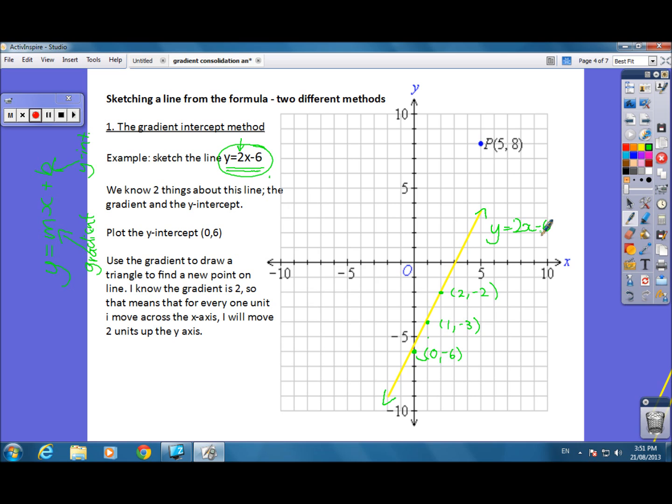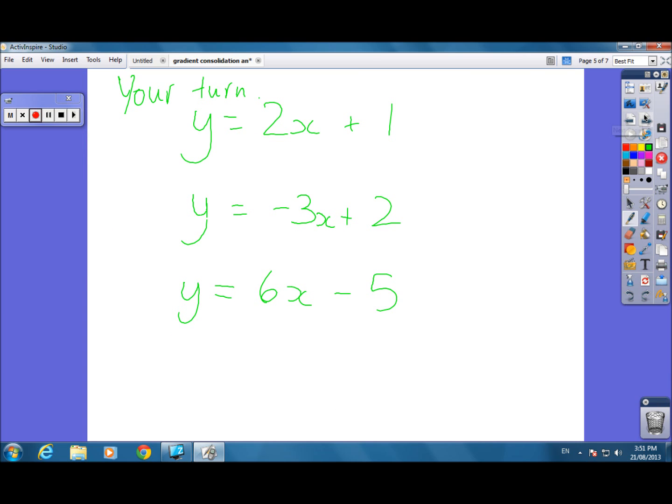Alright, so I'll leave you with some practice to do. I want you to have a go at graphing these lines here. y equals 2x plus 1, so that'd be very similar to the example we just did together. y equals minus 3x plus 2, so that's got a negative gradient. And y equals 6x minus 5. Have a go at those and good luck.